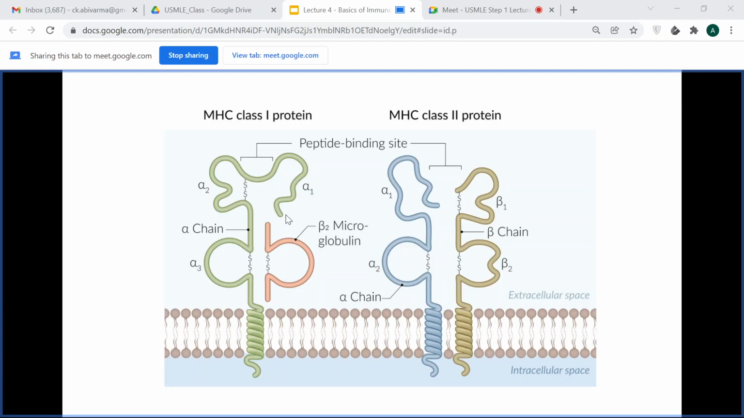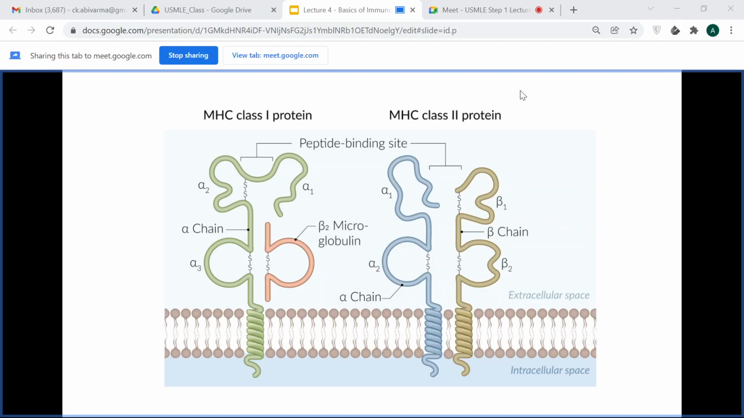So in MHC class 1, there's alpha and beta 2 microglobulin. In MHC class 2, it's actually identical proteins, alpha and beta, but they both have identical structures. Versus in MHC class 1, there's just one alpha molecule and a beta 2 microglobulin. As I mentioned, their functions are different, and also the places where MHC class 1 and class 2 are expressed are different. That has to do with their function, and I'll get into that in a bit.